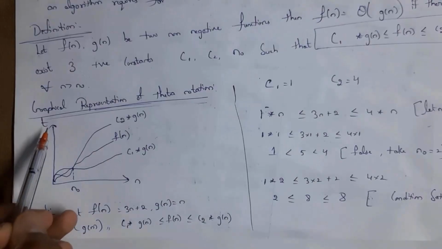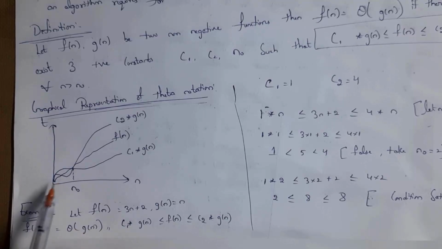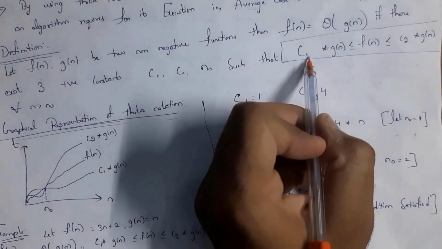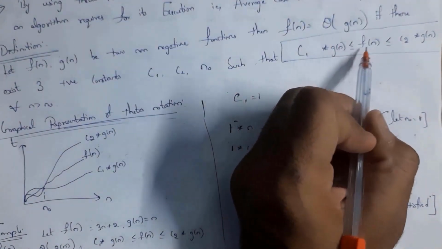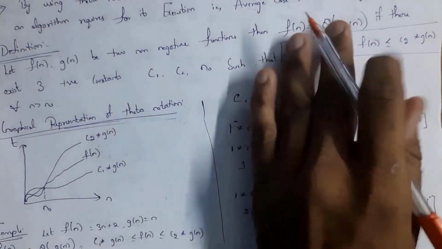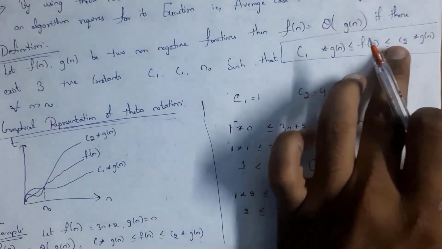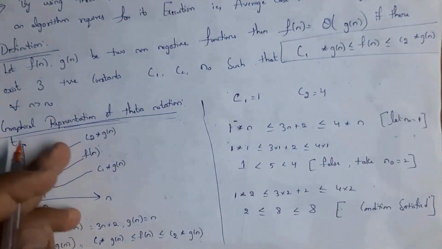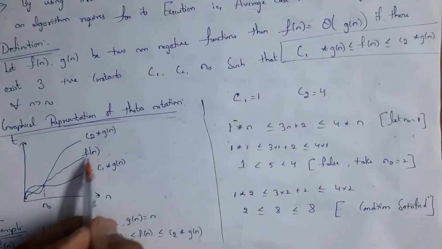This is the graphical representation of theta notation, where there are three lines passing from the center. Here c1 into g of n less than or equal to f of n is the lower bound, and f of n less than or equal to c2 into g of n is the upper bound, and f of n is placed in between these.